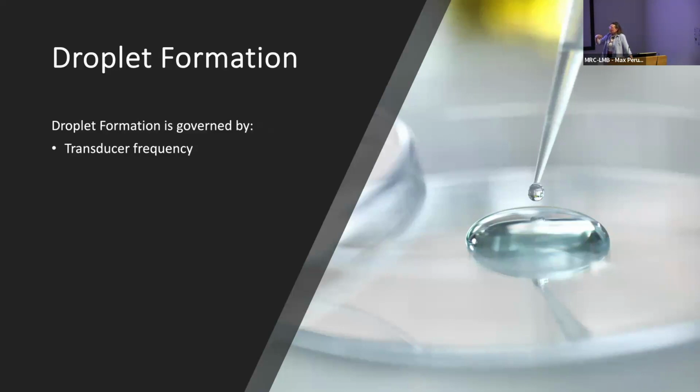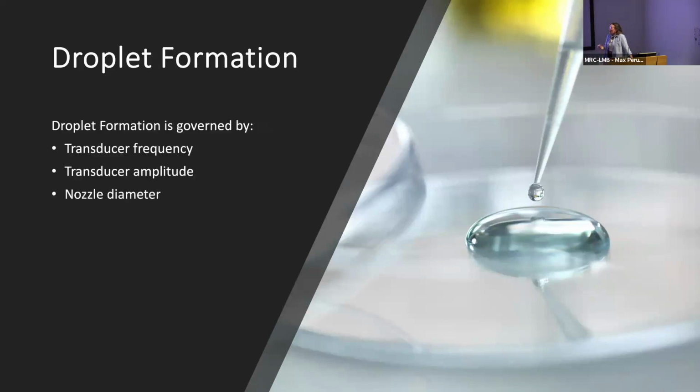So that translates mostly into speed. The faster we can vibrate on the transducer, the more droplets are broken off and the faster we can actually sort. Another thing that affects the droplet formation is the amplitude. So that's the breakoff point as well.